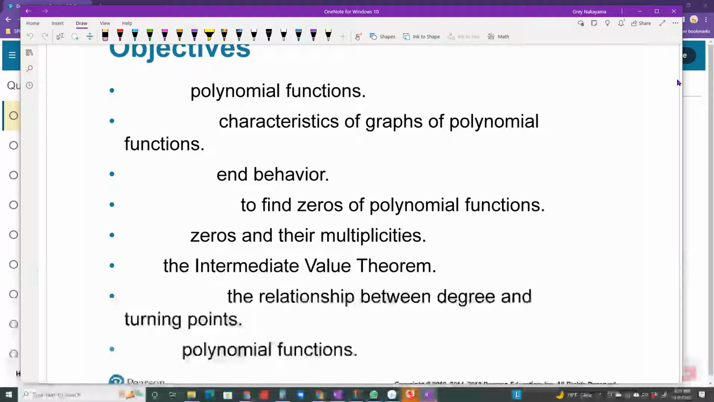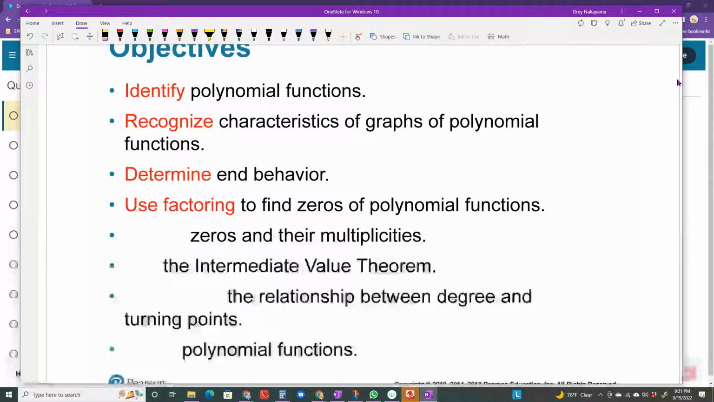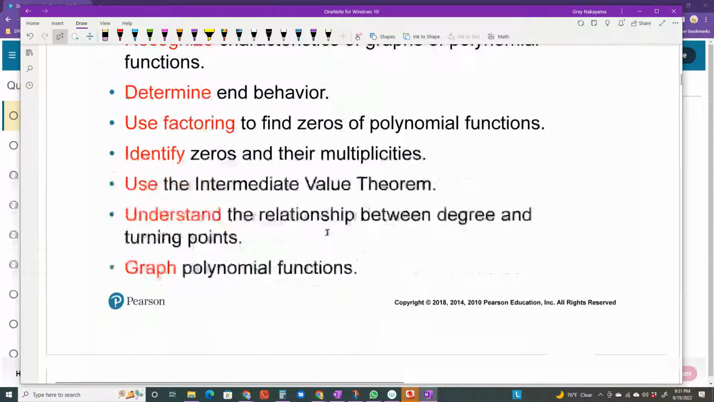So what we're going to cover is identifying polynomial functions, recognizing the characteristics, determining their end behavior. We're going to factor to find those zeros. We're going to identify zeros and their multiplicities, use the intermediate value theorem, understand the relationship between degree and turning points, and then finally put it all together by graphing these polynomial functions.